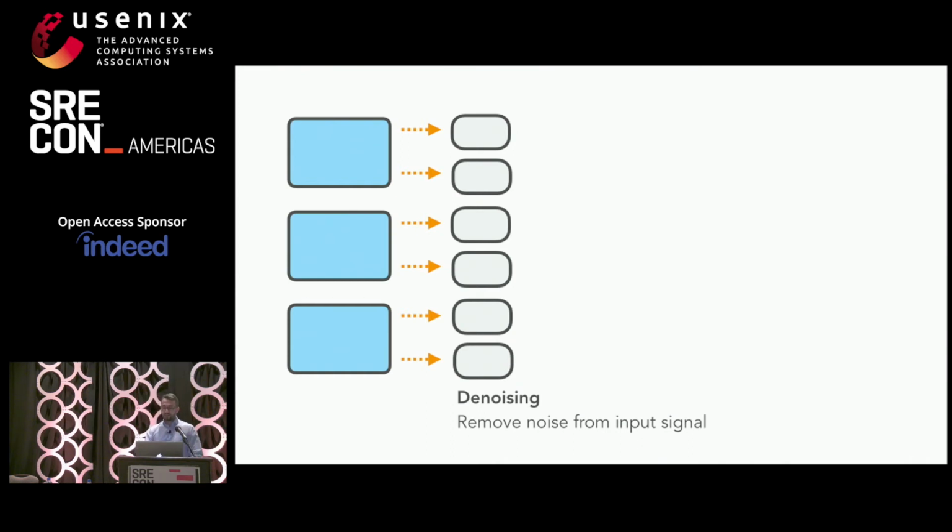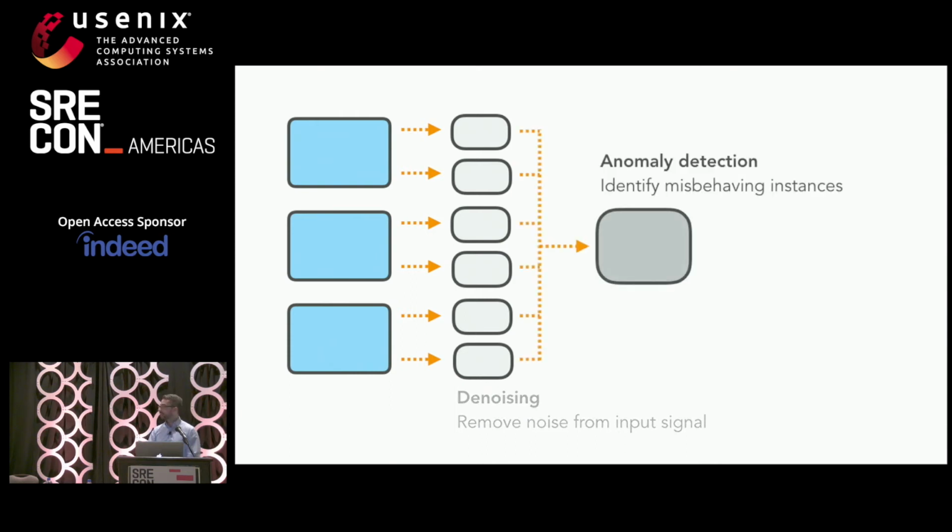Second stage, we take the results of this denoising stage. We take these denoised signals, and we feed them together into an anomaly detection stage. The objective of this stage is to compare the various instances and try to identify whether there is some instance that is misbehaving and its behavior deviates from the other machines in the cluster.